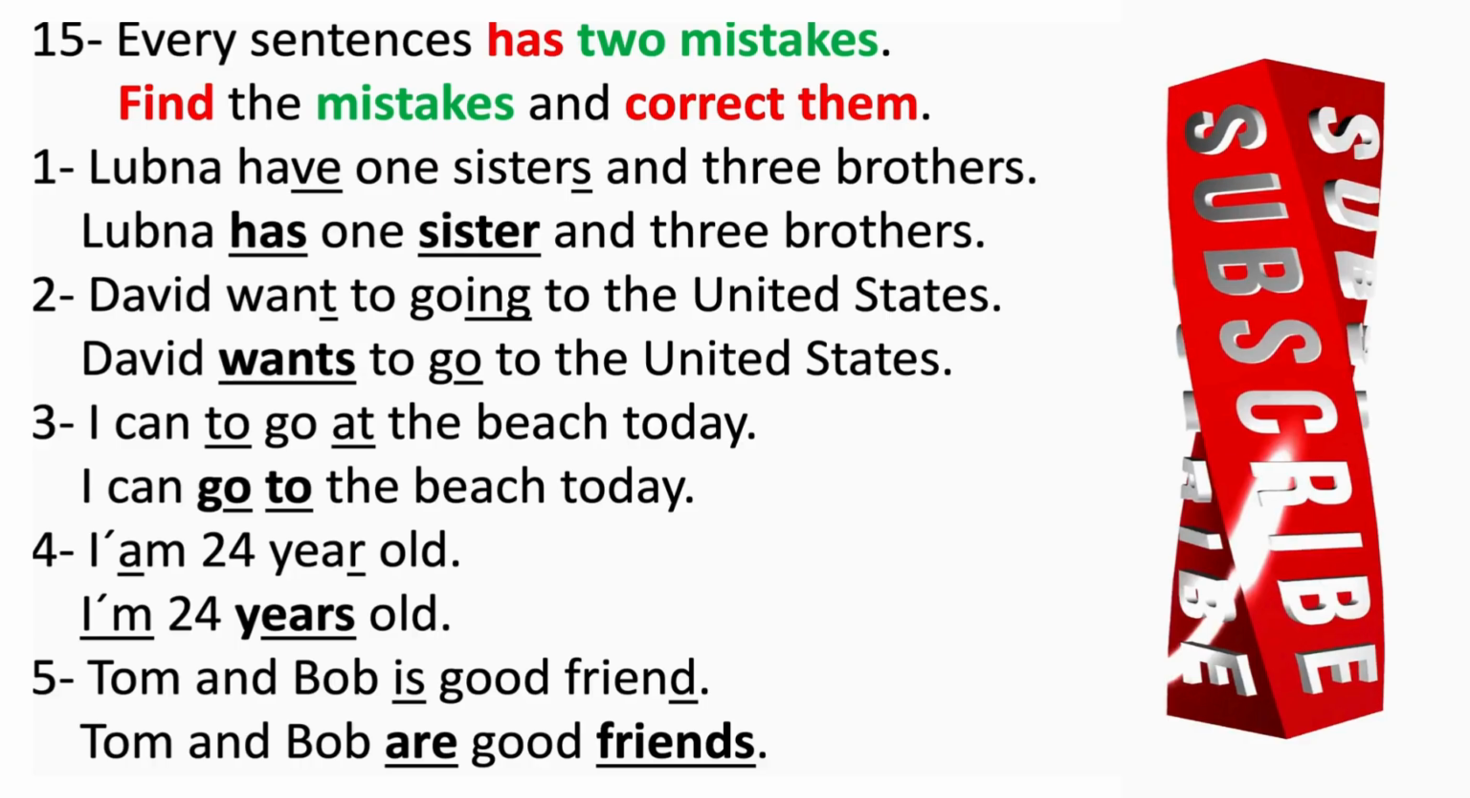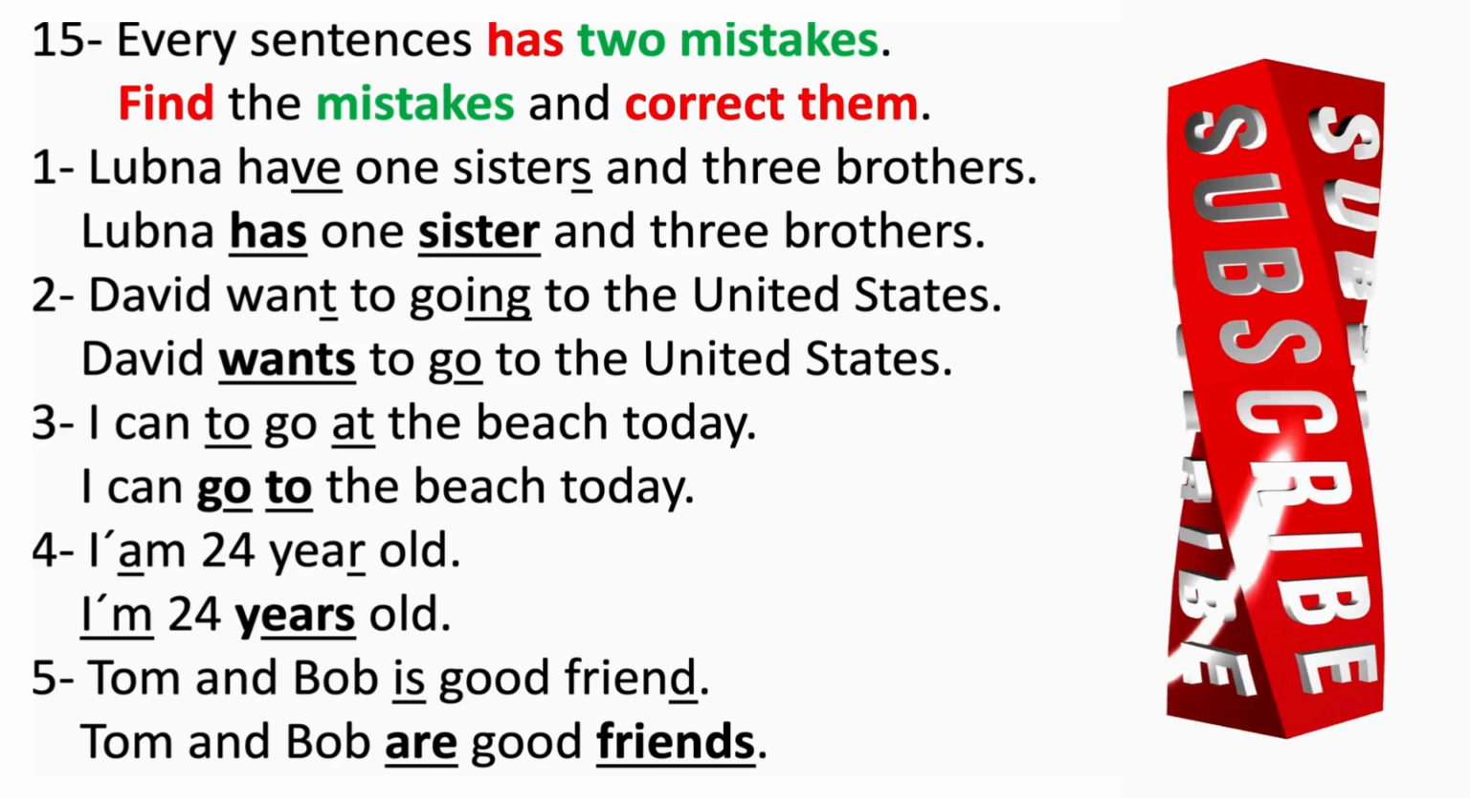Let's go to number 2. David want to go into the United States. So the problem here is with want. With David it means he, and in present simple, he wants. David wants. We don't say to go into the United States, especially after want, so the verb is in the infinitive, to go. He wants to go, not to go in, to go. He wants to go, or David wants to go to the United States.